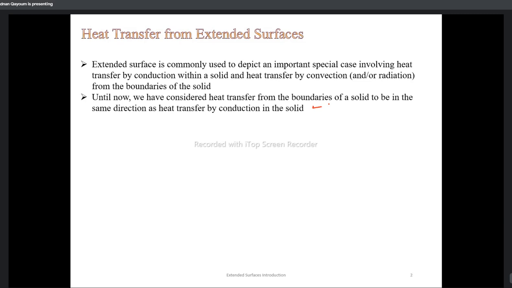As I was telling you, you have a surface, a heated surface, let us say at a temperature of 50 degrees Celsius. If I add some extensions, how will I do it? Like this. Extensions like this, yes or no? Previously you had heat flow perpendicular to the surface.